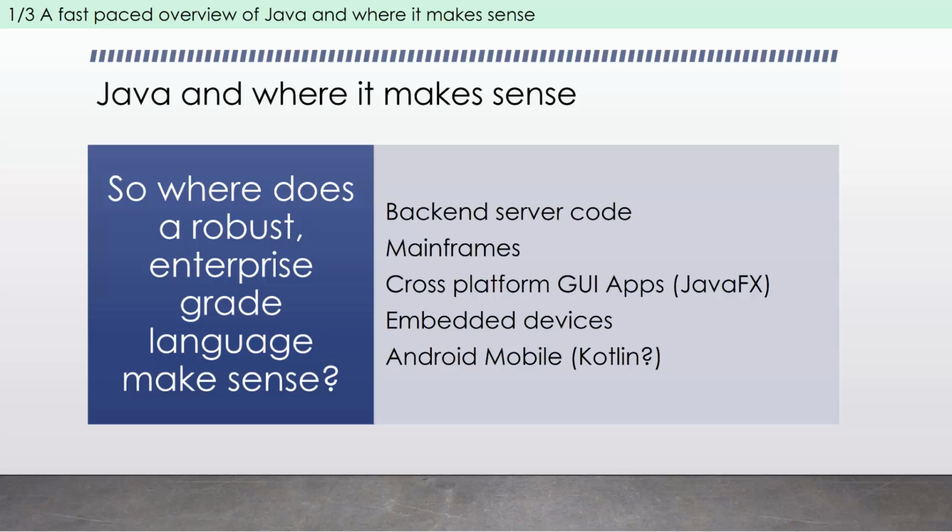Now, I put Kotlin with a question mark after this because you may be aware that Kotlin has very recently been made into a first-class language on Android. Kotlin is a language by JetBrains, who are the people that make the IntelliJ IDE. And it's designed to be a better Java, improving on the historical kludge that comes with Java's enterprisey nature.